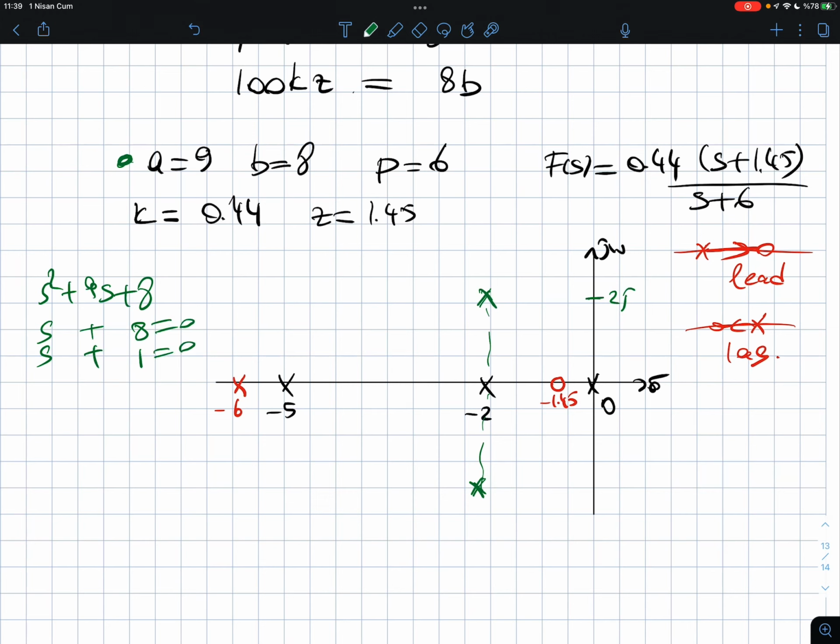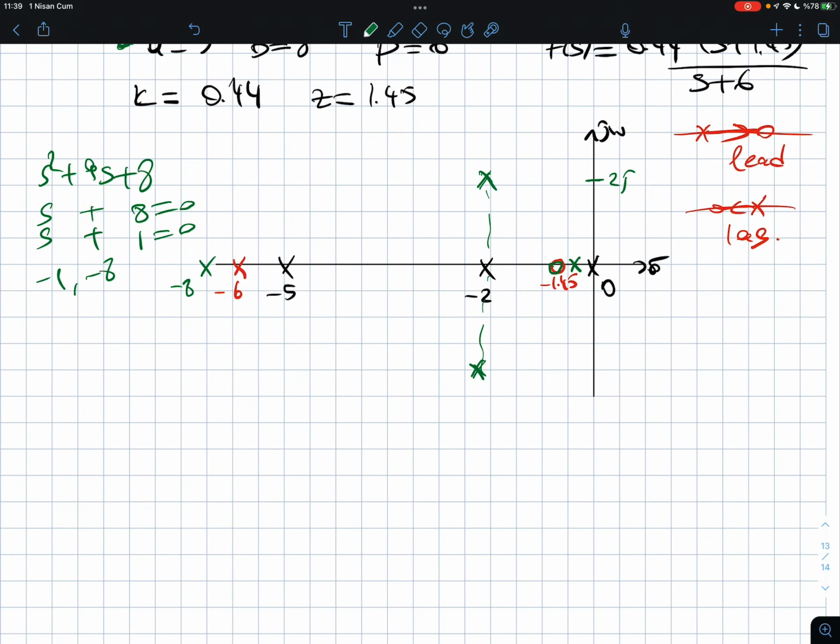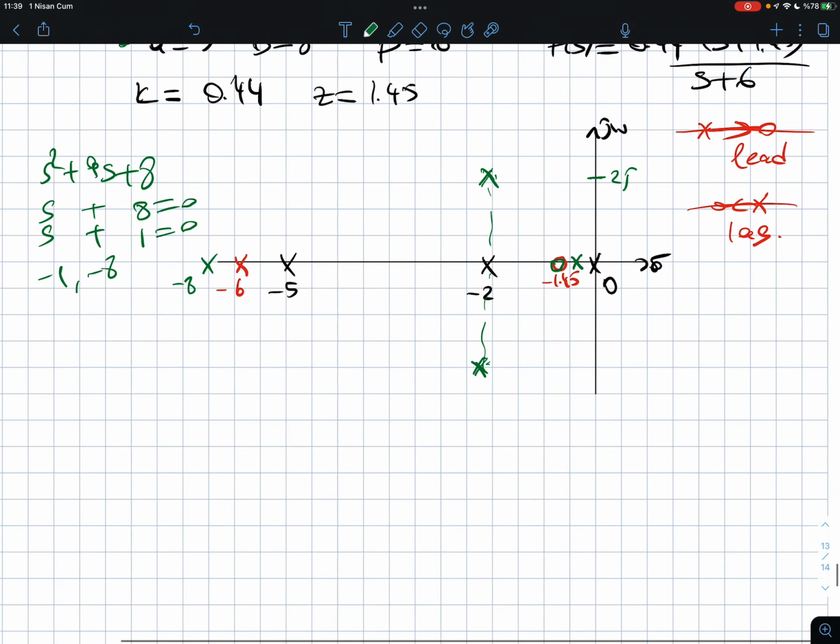So this was s plus 8 and s plus 1 equals 0. So one is at minus 1 and the other one is minus 8. So we have a pole here and a further left one, namely here. And of course we have the zero. This is also a closed loop zero. So one pole here, one zero here, the dominant ones, and then at minus 8. Again, in terms of dominant pole placement, a lot is going on in the dominant region. And it seems like the pole and zero here are even more dominant than the other ones.